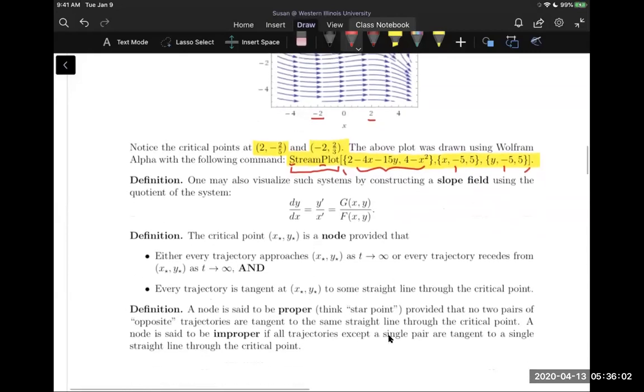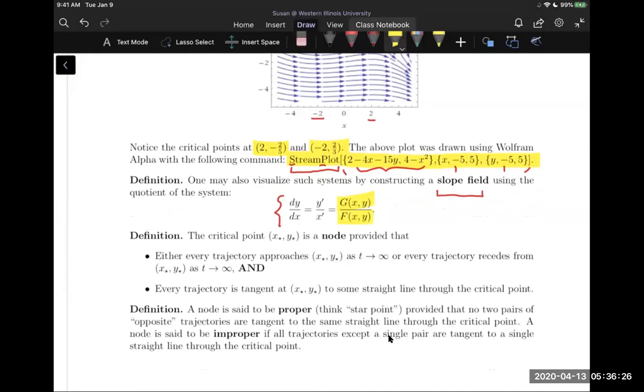All right. You can also visualize these fields by constructing a slope field, which we've seen that phrase before way back in chapter 1. And what we're going to do is take the quotient of the system. So we want to look at y prime over x prime. And so we get the ratio of these two functions.